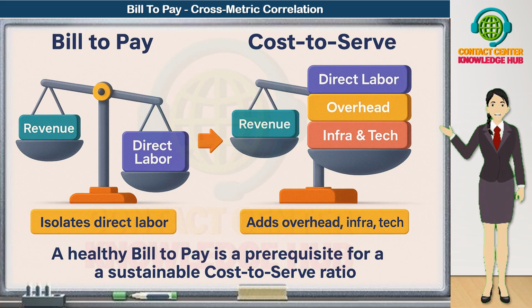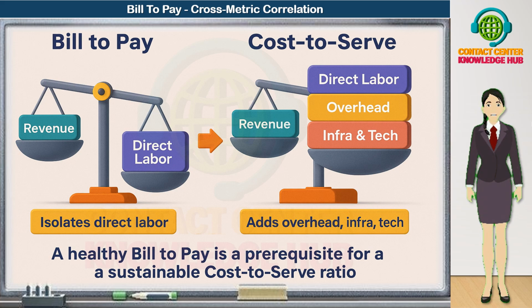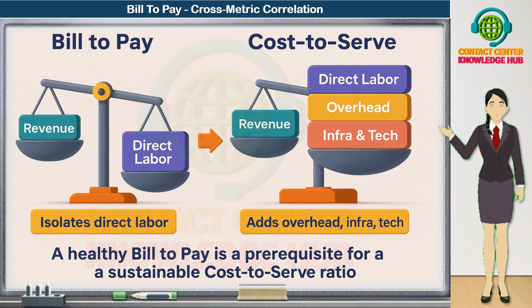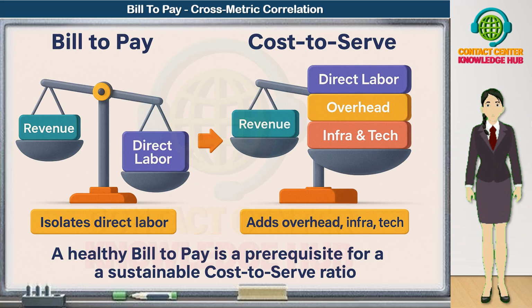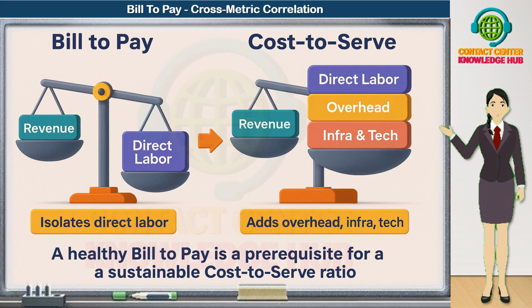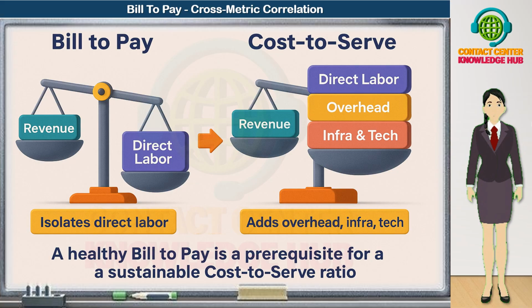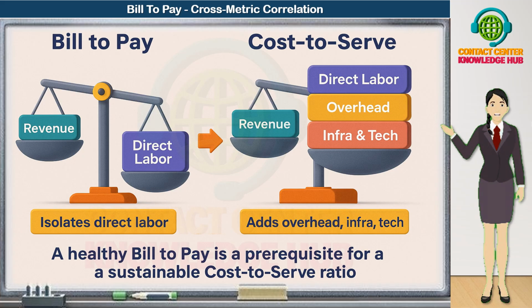A healthy bill-to-pay ratio is the foundation for a sustainable cost to serve. If the labor economics aren't sound, even the most efficient overhead structure can't compensate. Strong bill-to-pay performance gives the financial breathing room to manage these additional layers of cost. In short, bill-to-pay is the first line of defense for profitability, and cost to serve builds on top of it to define the true commercial viability of a contract.